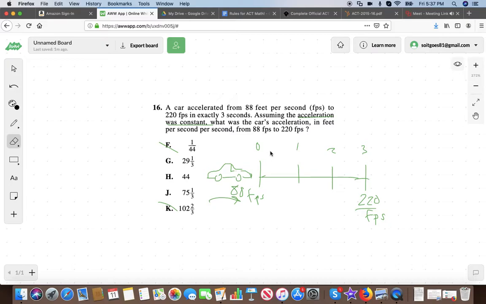Use the old calculator here. What is that going to be? 132. Okay, 132 feet per second. And then after another second, we're adding 44 again, right? 176. And then adding 44 again, right? 220. There we go. That's source H. Does that make sense? Yeah.